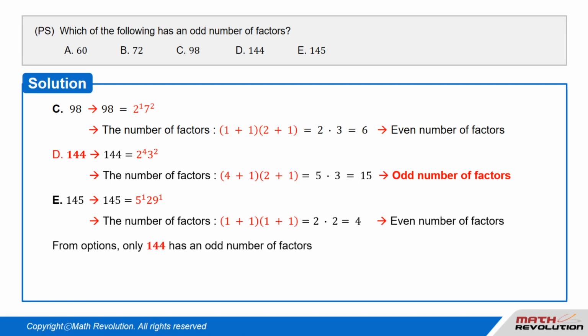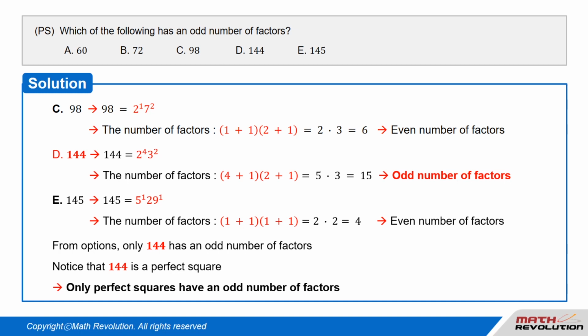So only 144 has an odd number of factors, and we can also observe that 144 is a perfect square, which tells us that only perfect squares have an odd number of factors. The important part is that perfect squares have an odd number of different factors. Thus, D is the correct answer. Answer D.